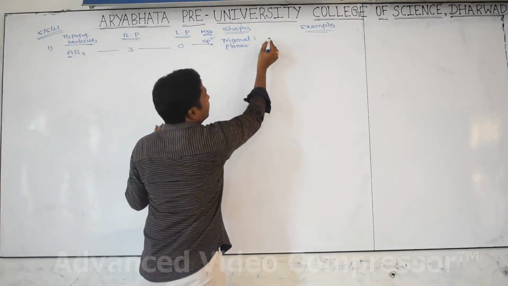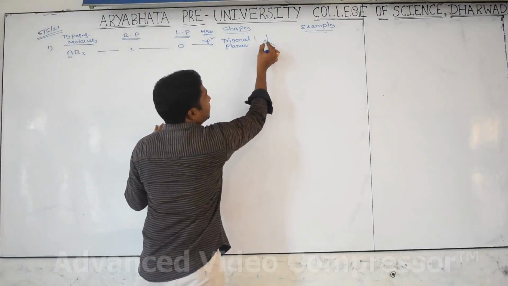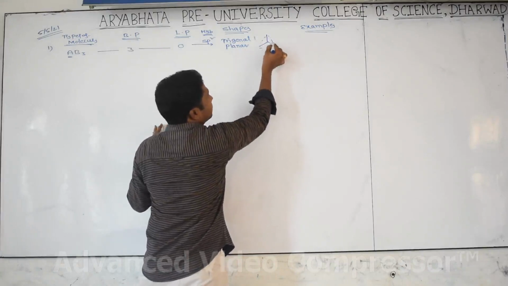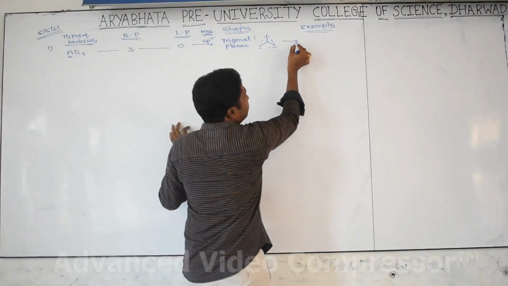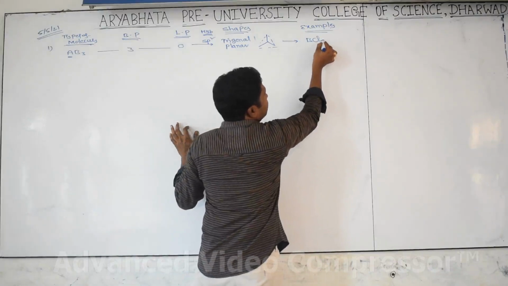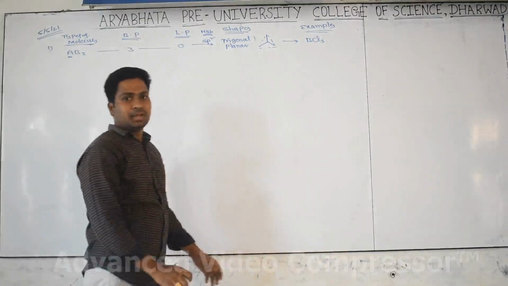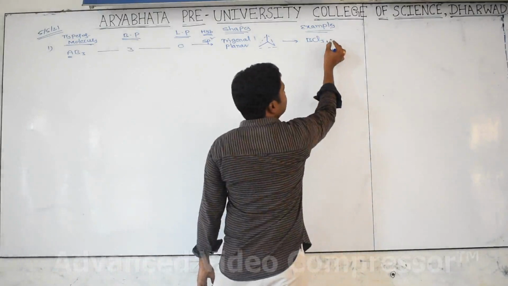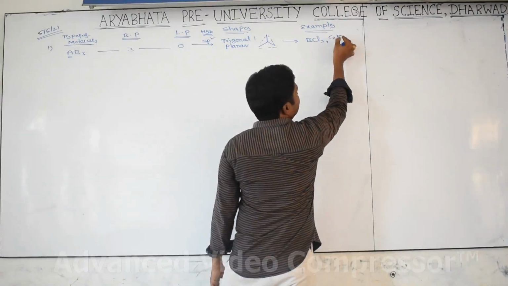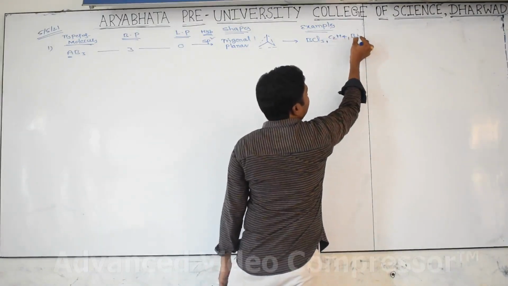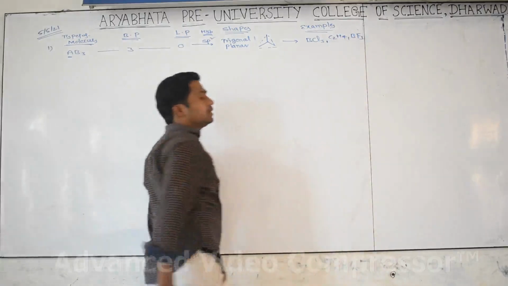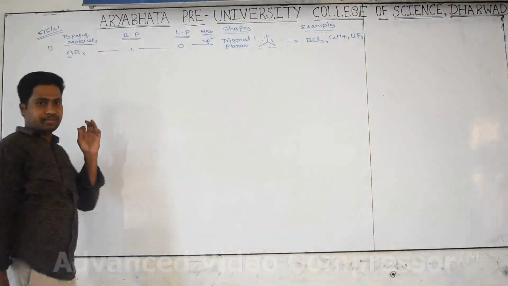Trigonal planar means how can you show this? The central atom like a triangle, like this. Can you give me an example for this? A BCl3 molecule. As well as we can take C2H4 and BF3 molecules, and all of these undergo sp2 without a lone pair.